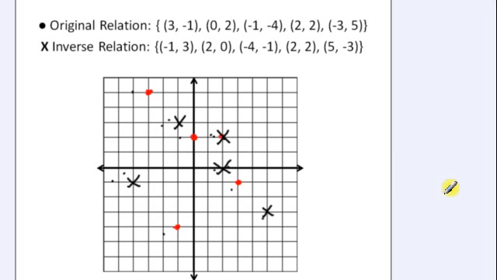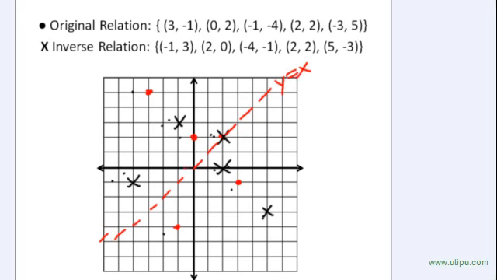So do you see any connection there? Think about a line of reflection. Where would you draw that line of reflection where each point in the original would be reflected onto the inverse relation? Well, maybe you noticed it'd be the diagonal line where y equals x. So if we put this line through here, that would be y equals x.